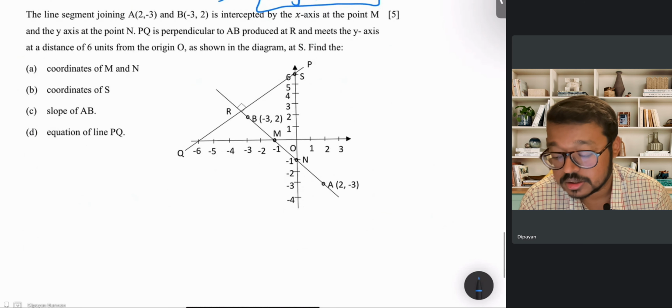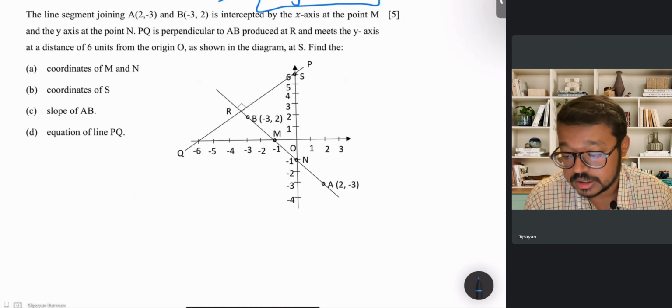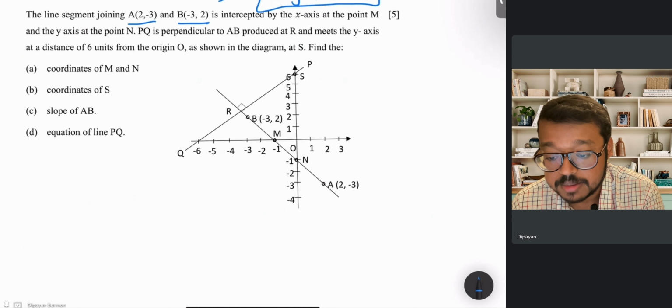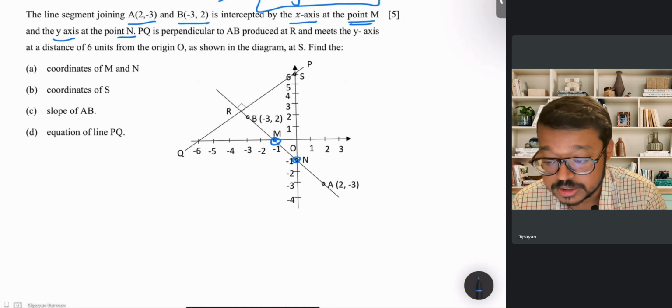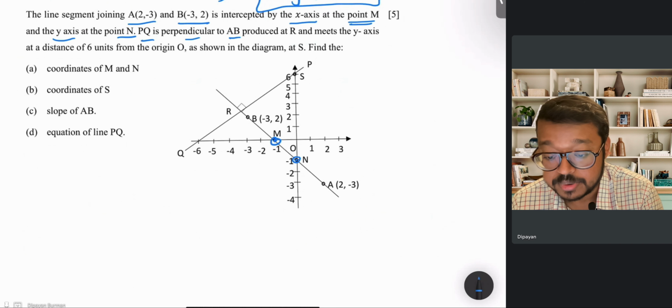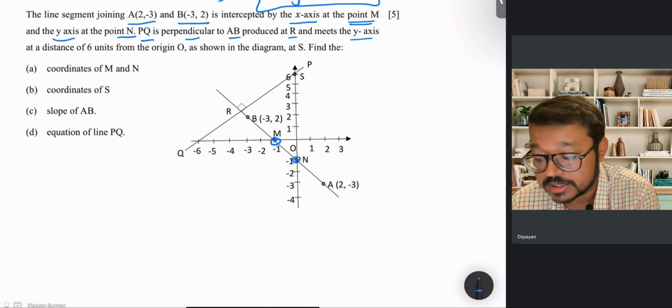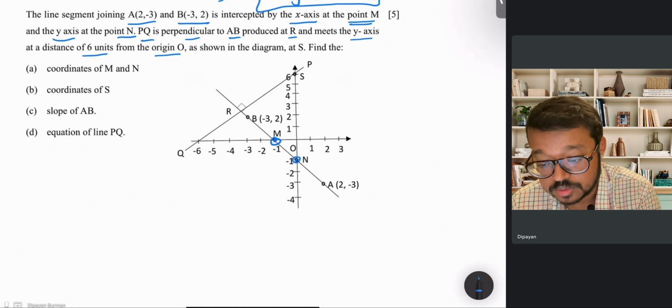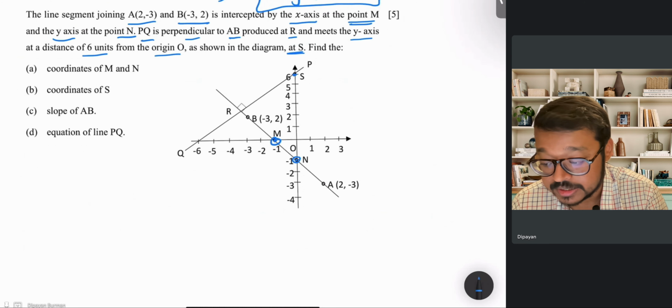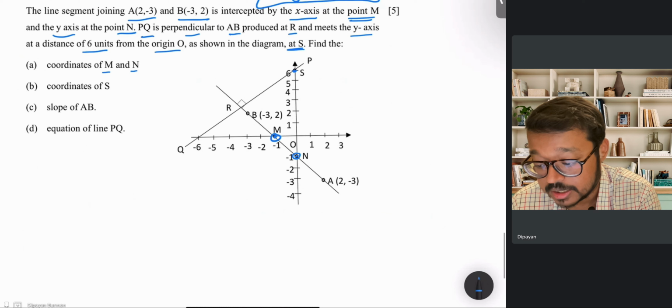Then the last question: the line segment joining AB is intercepted by the x-axis at point M. So this is point M, and the y-axis. So AB is cutting the y-axis at point N. PQ is perpendicular to AB, produced at R, and meets the y-axis at a distance of 6 units from the origin. So that is shown in the diagram at point S. Then find the coordinates of M, N, S, all of that.